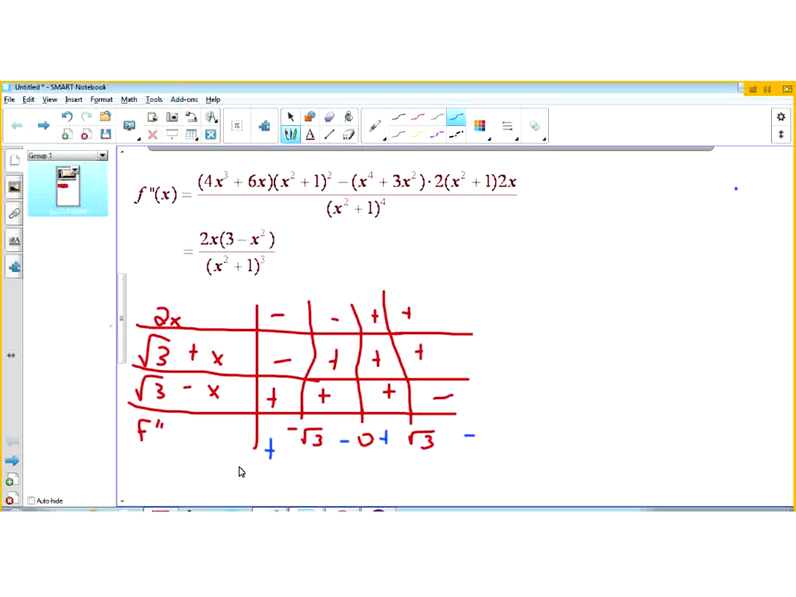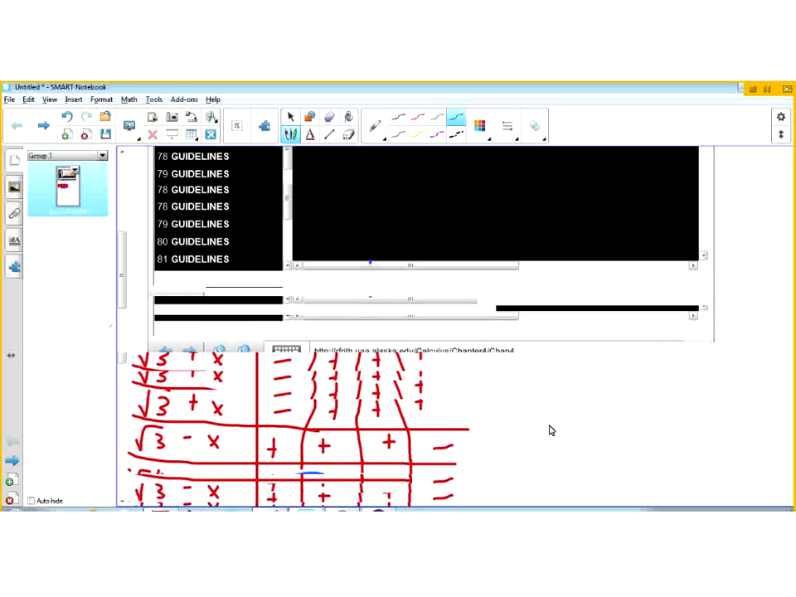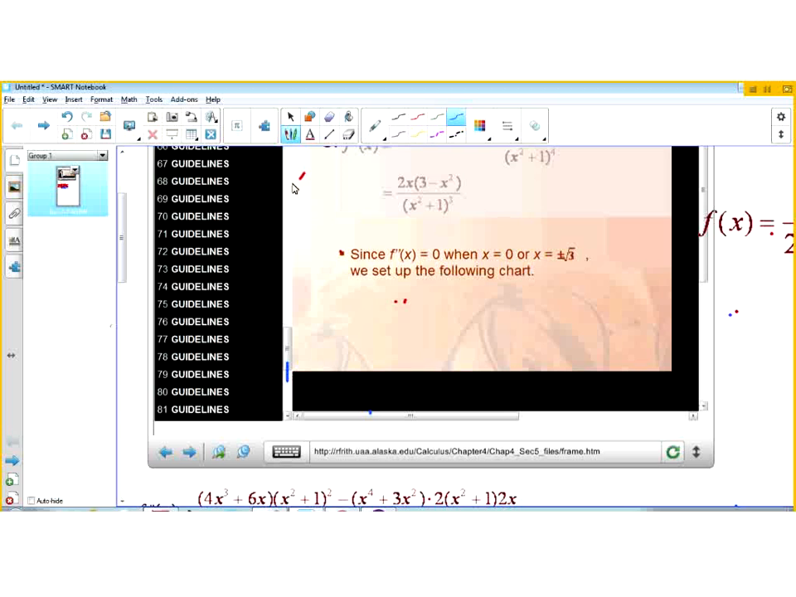Okay, so we have inflection points. It's concave up here, concave down here, concave up here, concave down there. So x equals negative square root of 3, x equals 0, and x equals square root of 3 are abscissas of inflection points. So it looks like this thing is going to have 3 inflection points. Let's read on. Three inflection points. Wow, that curve is really a serpent.